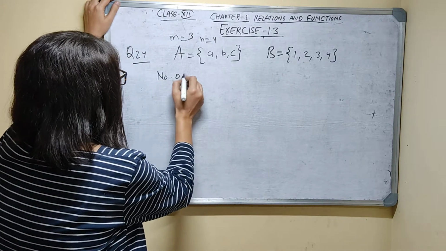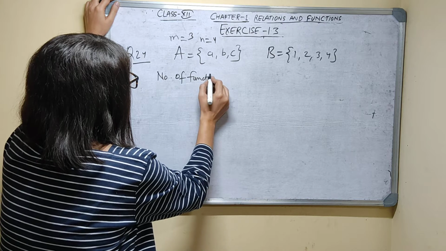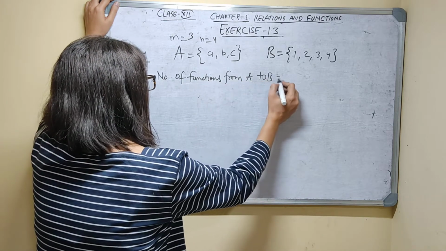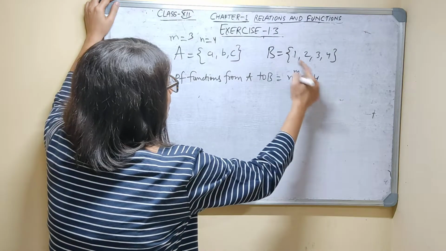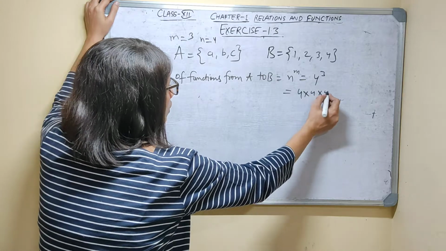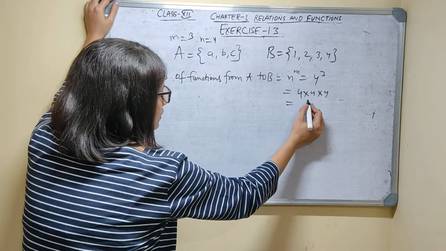So the number of functions from A to B is n power m, that is 4 power 3, that is 4 into 4 into 4. 4 into 4, 16. 16 into 4 is 64. So the answer is 64.